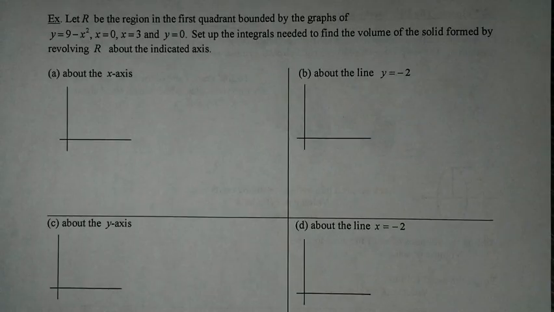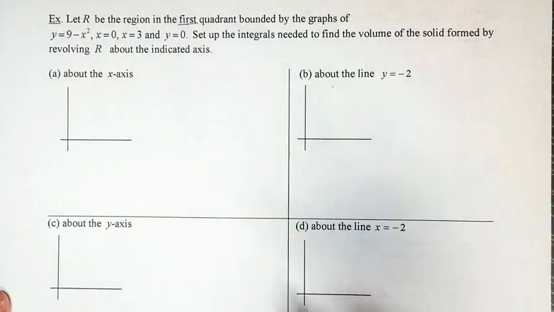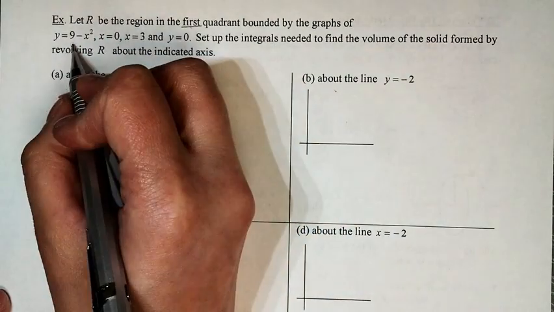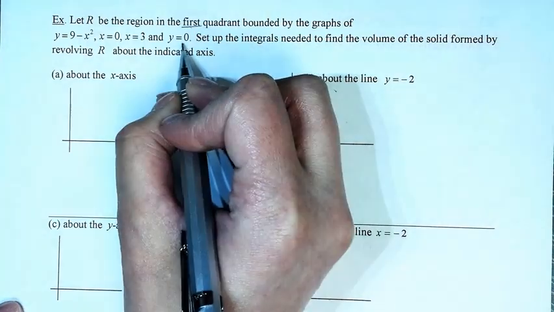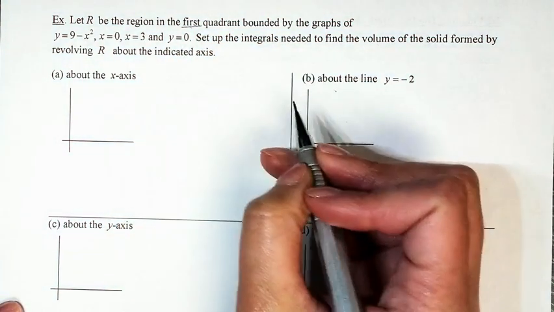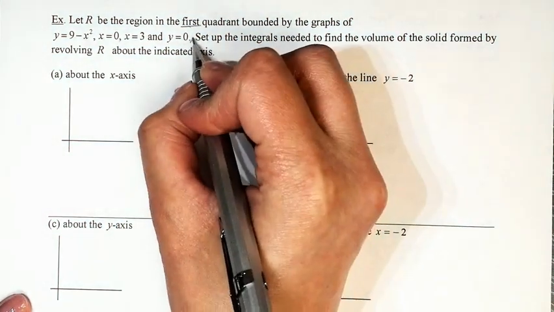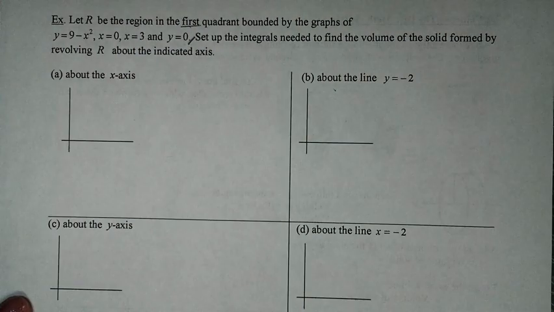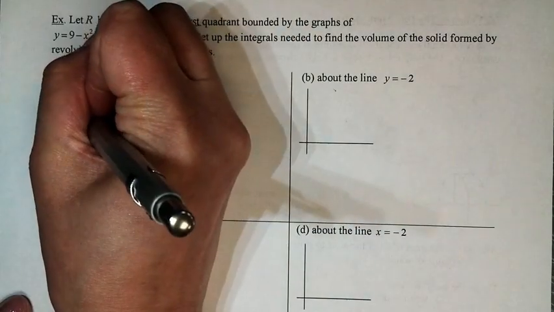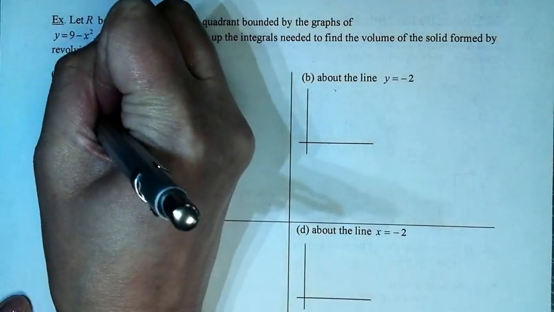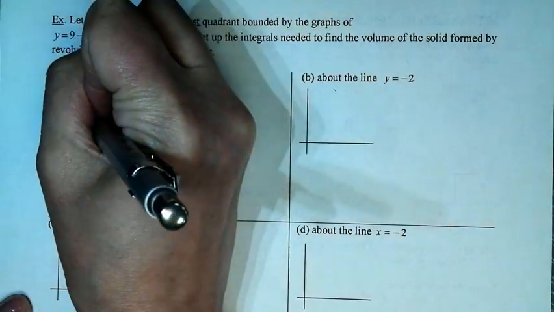In this example, they tell you that R is the region in the first quadrant, so please note that it's in the first quadrant, bounded by the graphs y equals 9 minus x squared, x equals 0, x equals 3, and y equals 0. So the first thing that you're going to do is draw that. Let's graph the situation so you can see what's the business here. We have that the vertex here is at 9. So we have a situation that looks like this.